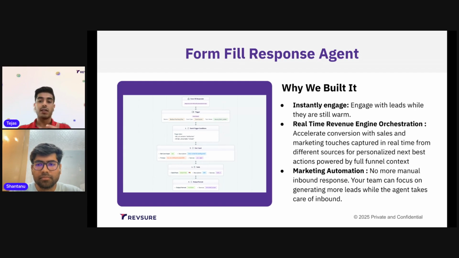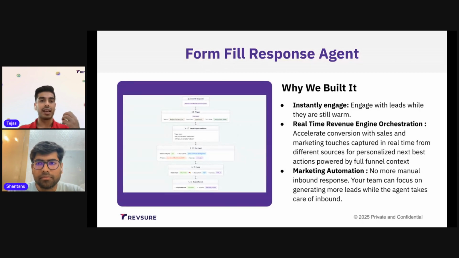And lastly, it's marketing automation without the busy work. No more manual inbound responses. Your teams can focus on generating demand, while the agent takes care of inbound conversations at scale and accelerates pipeline. So, instead of a cold generic auto reply engine, here the email reflects the buyer's actual journey, acknowledges prior touches, builds trust, and nudges them towards the next step. This is how you transform a form fill into an opportunity in pipeline.